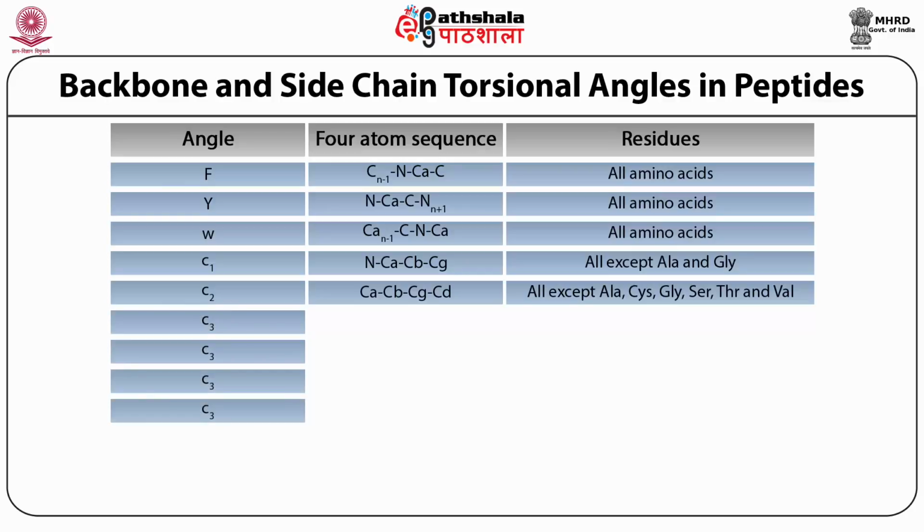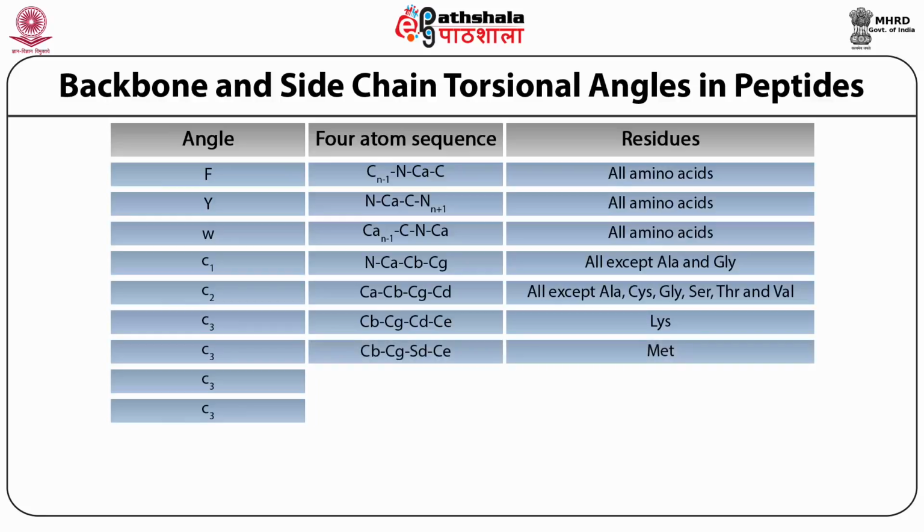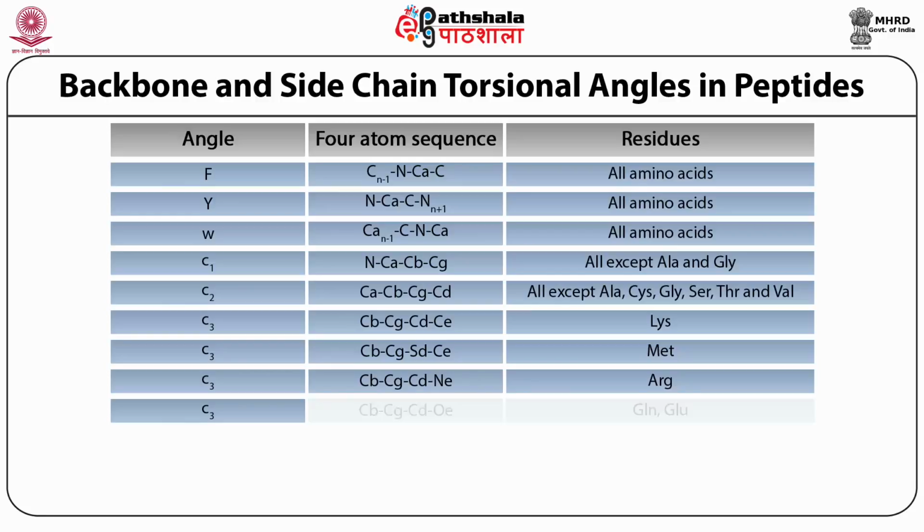Angle chi3 is most varied in different amino acids. In lysine, it is defined as C beta, C gamma, C delta, C epsilon. In methionine, it is defined as C beta, C gamma, S delta, C epsilon. In arginine, it is C beta, C gamma, C delta, N epsilon. And in GLN and GLU, it is C beta, C gamma, C delta and O epsilon.